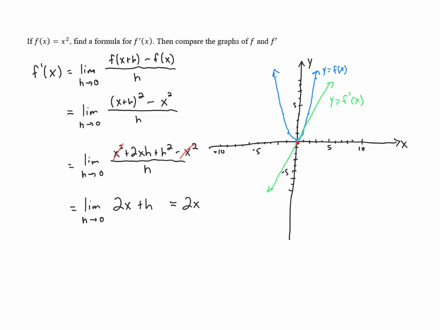The derivative is 0 at the origin, at x equals 0, and that corresponds with a horizontal tangent line, slope 0. So we can see the connections between what the graph of the original function looks like and the graph of the derivative.